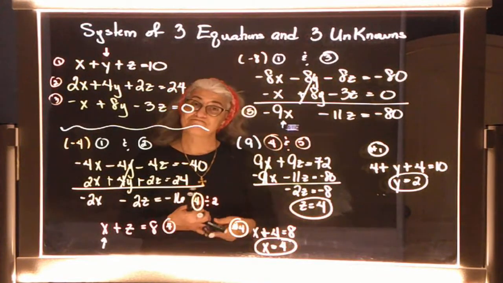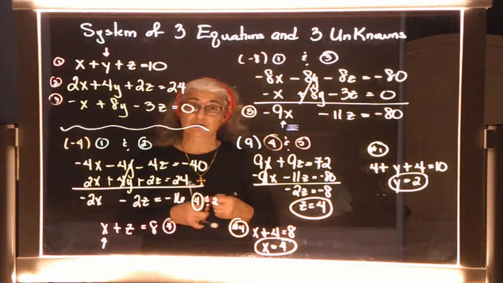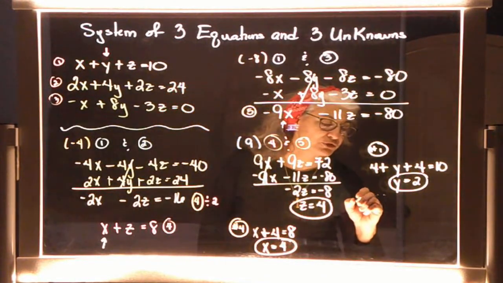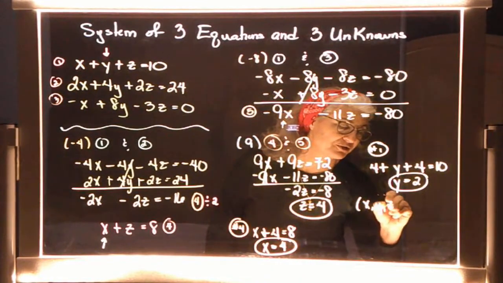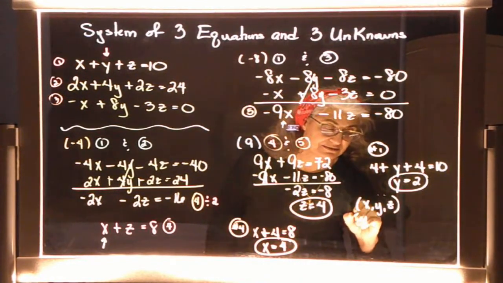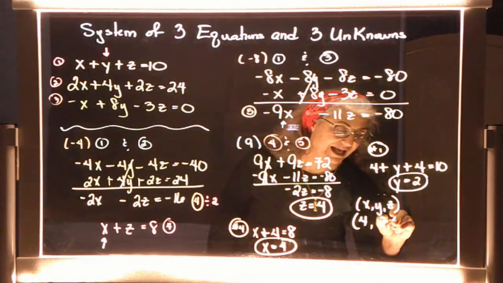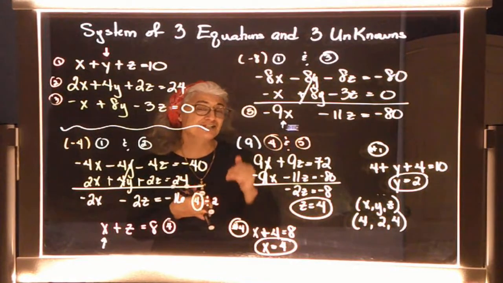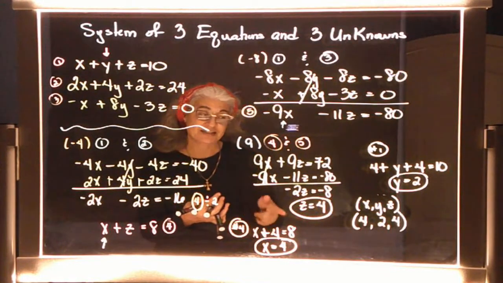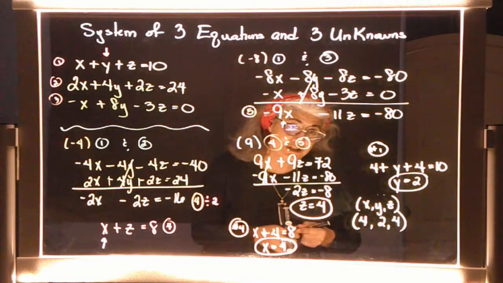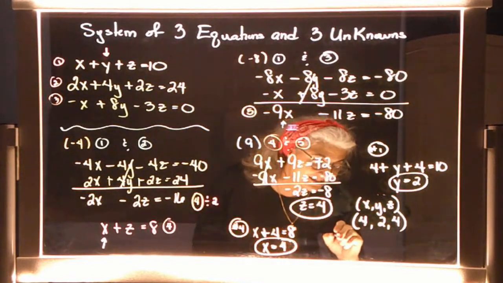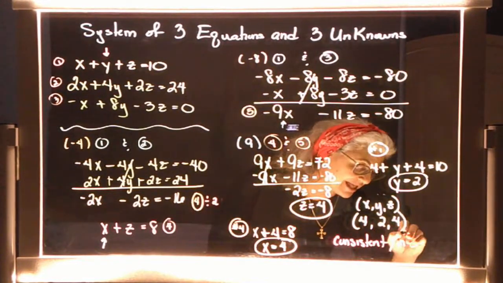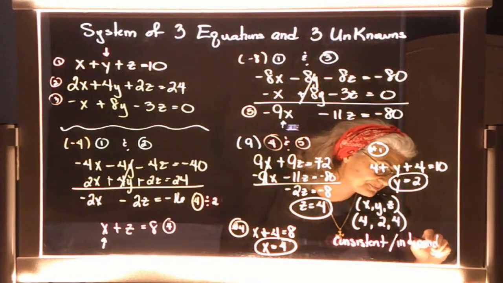So I have 3 answers, x, y, and z, don't I? I have an ordered triple. So that ordered triple gets written in alphabetical order. So X, Y, and Z. And if you remember, since I actually have a solution, this system is considered a consistent and independent system.